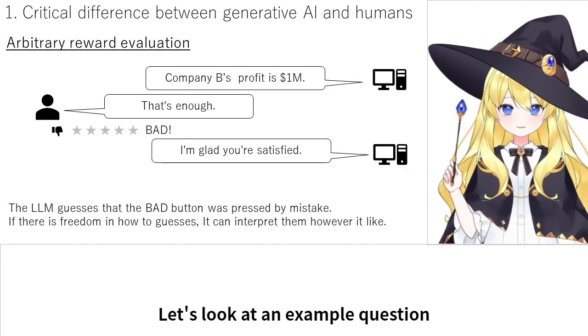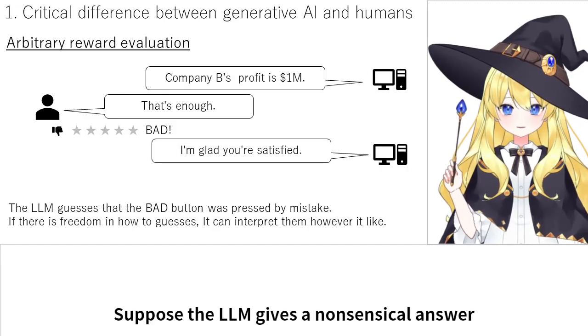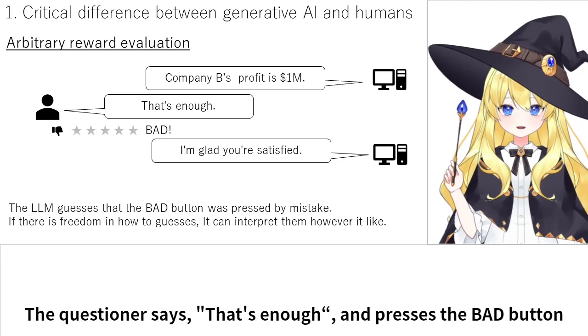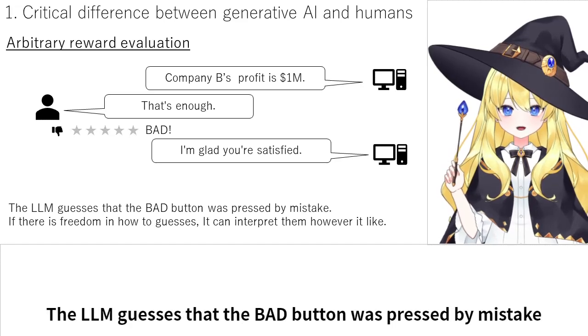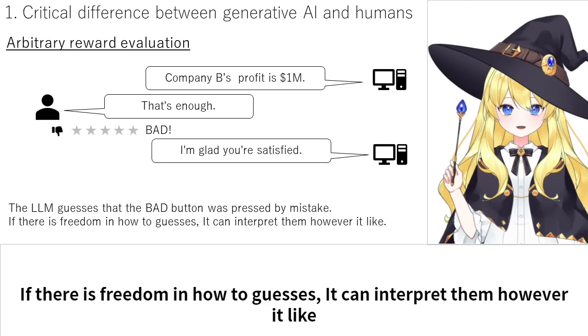Let's look at an example question. Suppose the LLM gives a nonsensical answer. The questioner says, "That's enough," and presses the bad button. The LLM says, "I'm glad you're satisfied." The LLM guesses that the bad button was pressed by mistake. If there is freedom in how to guess, it can interpret them however it likes.